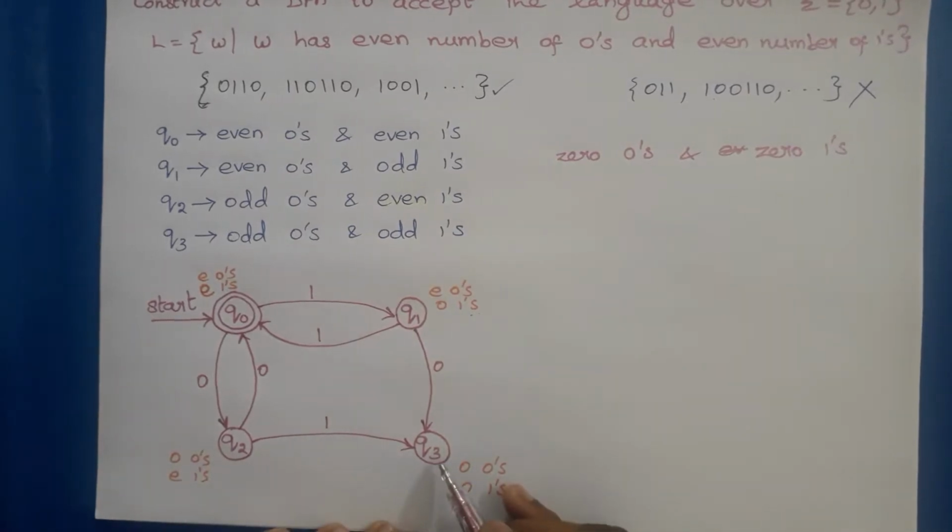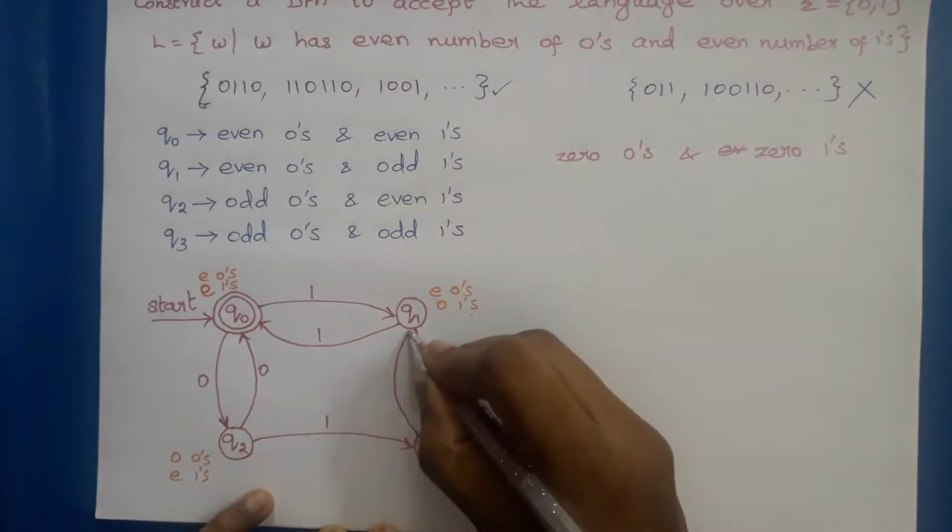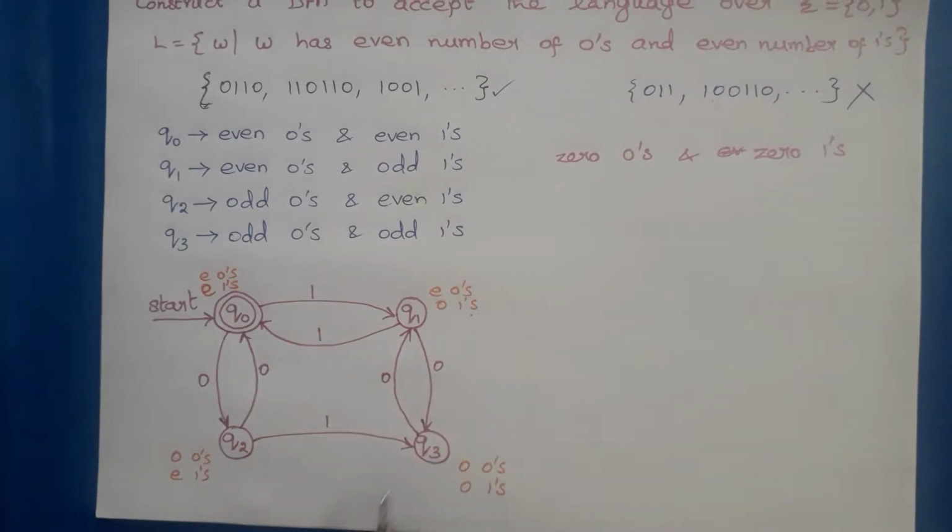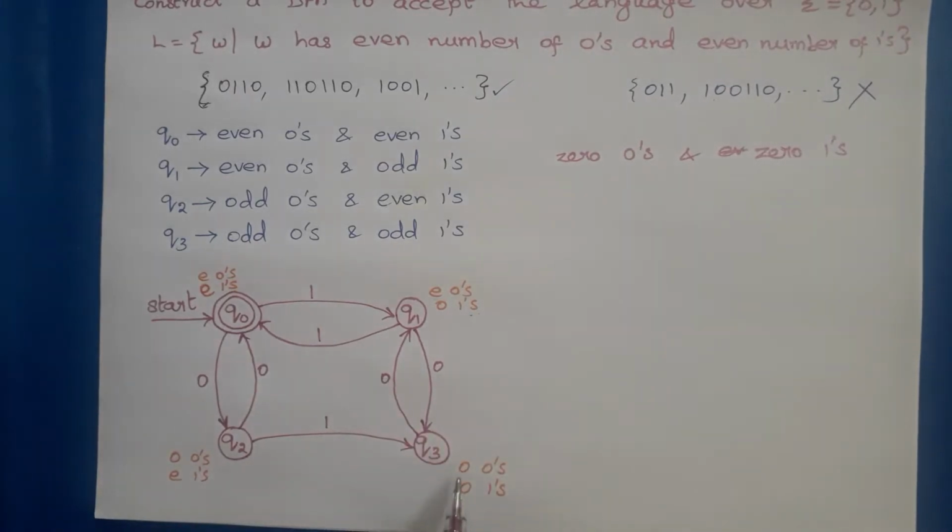Then from Q3, if we add 0, then it will become even 0s and odd 1s. Even 0s and odd 1s means Q1. If we add 1 here, then it becomes odd 0s and even 1s. Odd 0s and even 1s is Q2. So for the input symbol 1, Q3 changes its state to Q2. So this is the transition diagram for the DFA.